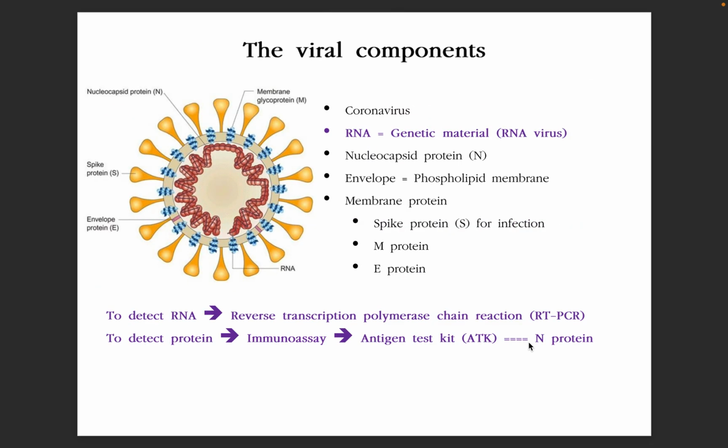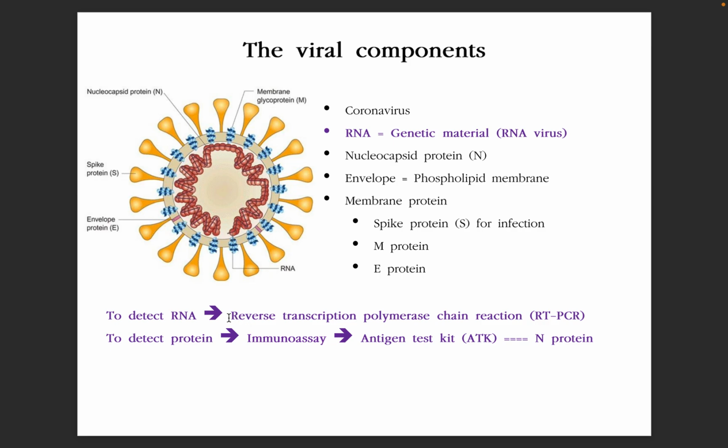Before we have a look through the key learning point, let's understand the SARS-CoV-2 virus components. The SARS-CoV-2 virus belongs to the coronavirus family, of which the genetic material is RNA, so-called RNA virus, wrapped around with the protein known as nucleocapsid or N protein. The whole structure is covered by an envelope made from phospholipid, where three key membrane proteins are embedded. Those are the spike protein or S protein, crucial for infection to the host cells, and the M and E proteins.